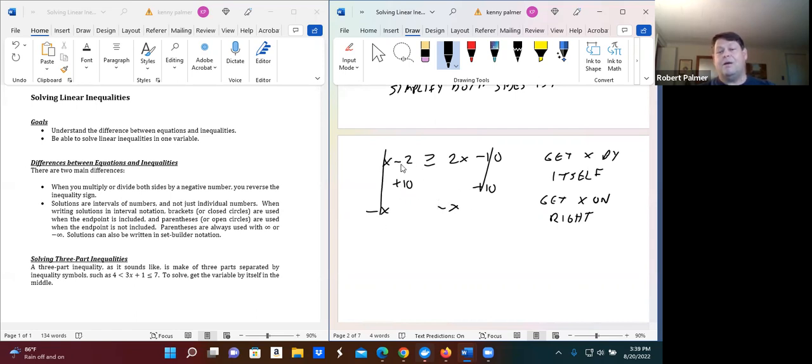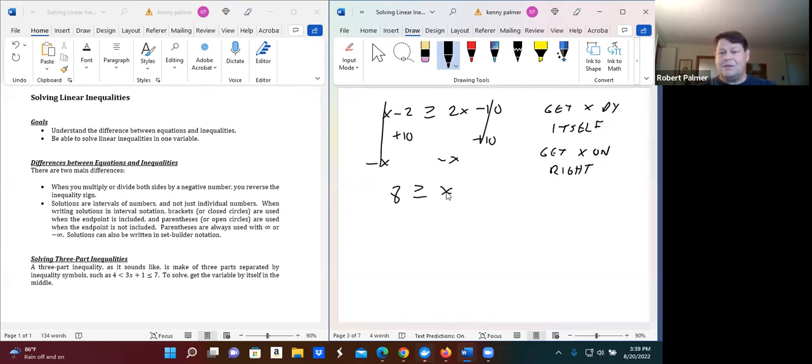What I'm left with over here is 10 plus negative 2, which is going to be positive 8. Remember, adding and subtracting never changes our sign. Then over here, I have 2x minus x, which is just x. Now, this is kind of an awkward way of saying it, but it's still true. This says that 8 is greater than or equal to x.